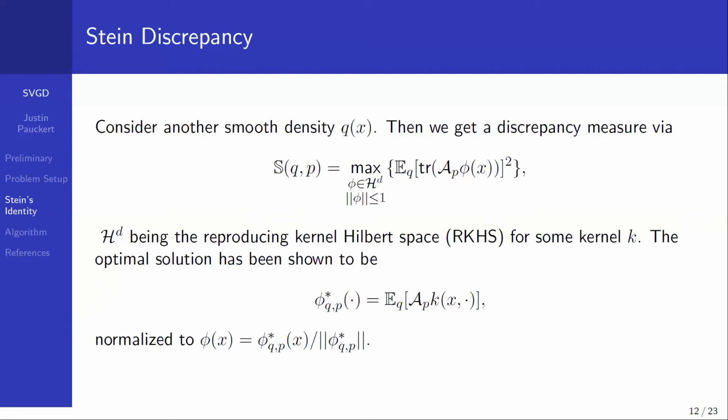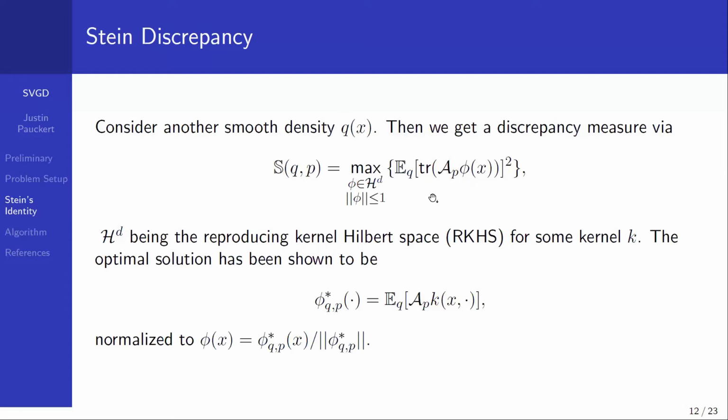So now we do have a set of functions which we're going to consider. And what we want is the maximum of this expression right here. So basically we are searching through all these functions which are in the kernel Hilbert space, and we want the one which is particularly sensitive to how different Q and P are. So this should be a large value. And this is called the Stein discrepancy, what we defined right here.